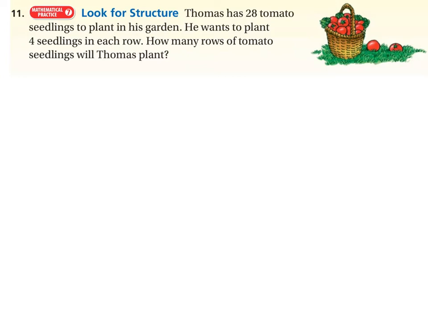When you are completing this problem, you want to make rows of 4 because Thomas is putting 4 seedlings in each row of his garden. So we're going to make rows of 4 until we get to 28 because he is planting a total of 28 tomato seedlings. So here we go. All right, rows of 4 until we get to 28.